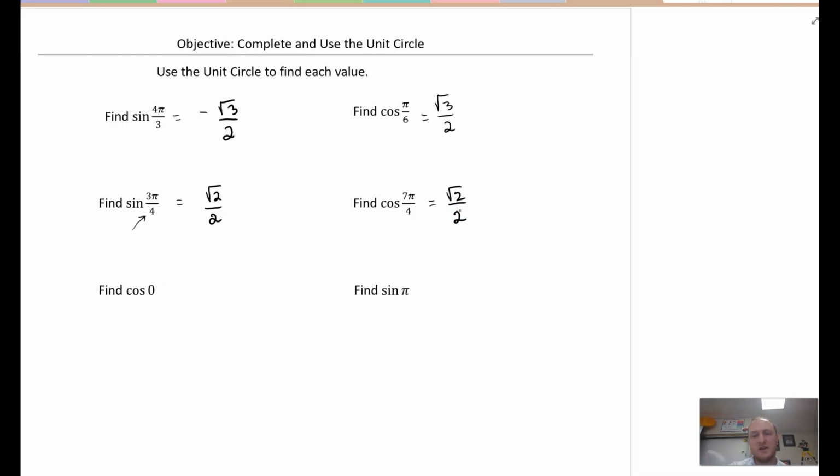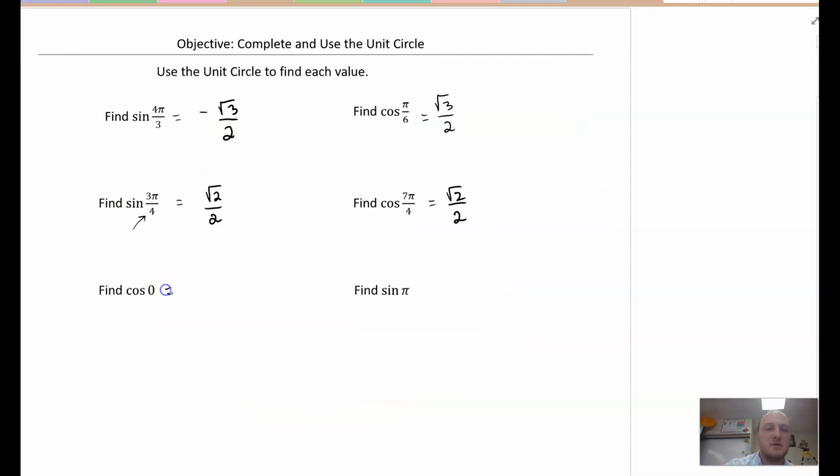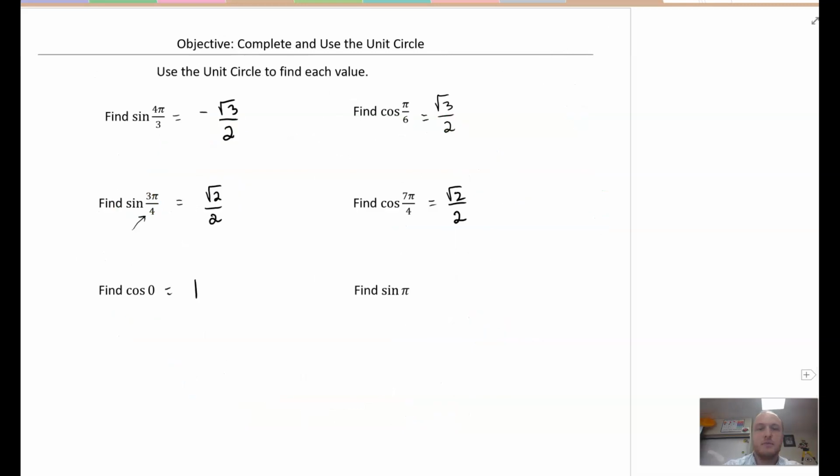They want cosine of 0. So angle 0 is pretty easy to find, and cosine is my x value, so the answer is 1. All right, how about sine of pi? Well, that's my y value at pi. We all know where pi is here, and it's the y value. So that answer is 0.